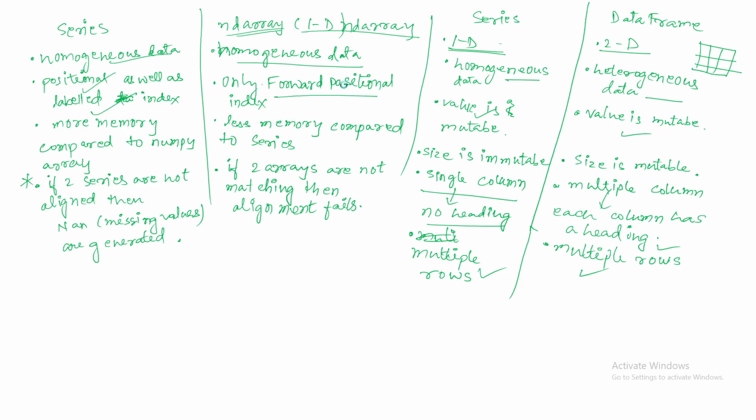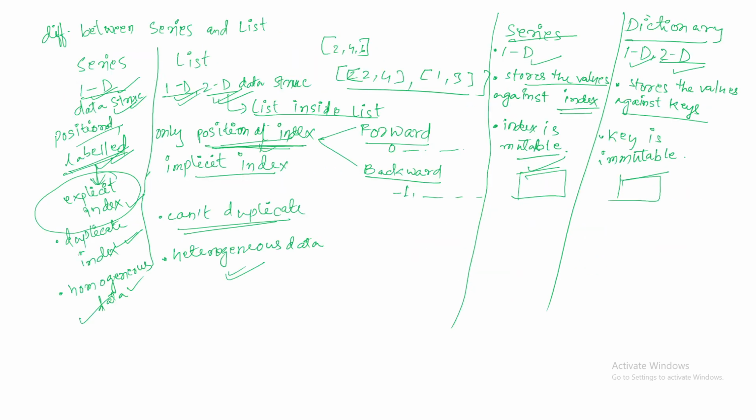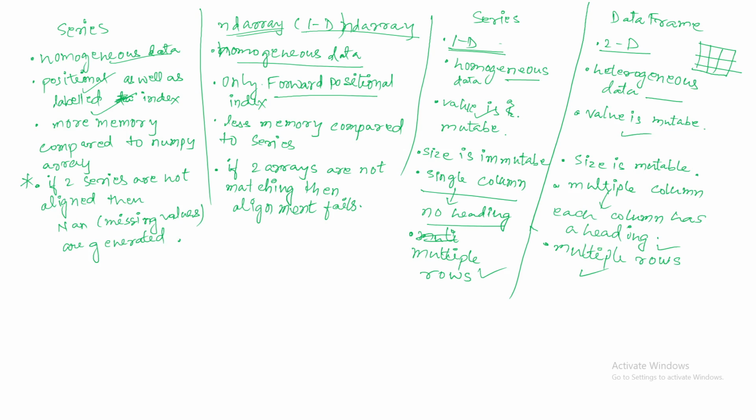Just like we have seen here, series and list. Look here. List accepts positional index, meaning forward and backward both. But ndarray only accepts forward positional index, no backward, because it accepts the values just like a stack. Okay. 0, 1, 2, 3, like this.